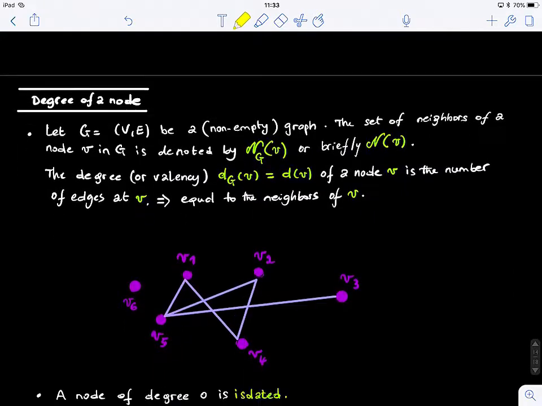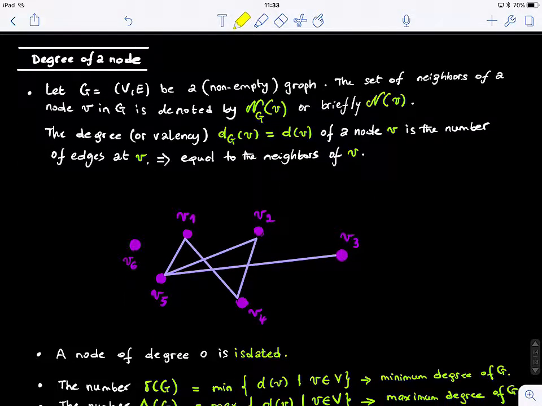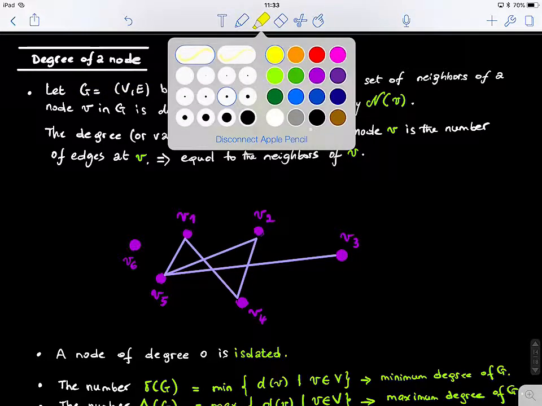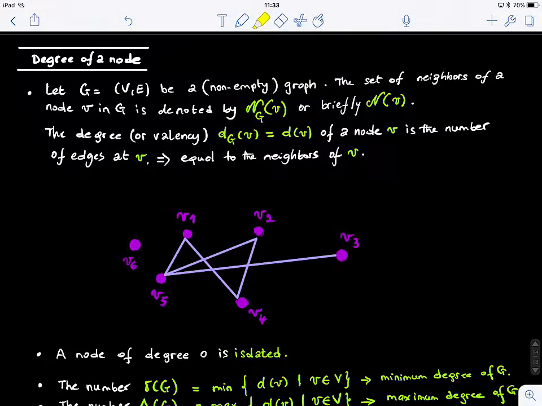Now, let's look at the basic definition of the first topological measure, which is the degree of a node, and this is very simple. So what is the degree of a node? Given a graph G with V nodes and E edges, we define the degree of a node, also called the valency of a node V. This is g(V). Also, we can denote it as degree of V. It's defined as the number of edges at V. This is also equal to the neighbors of V. And now you can see we're looking at the local topology of the graph.